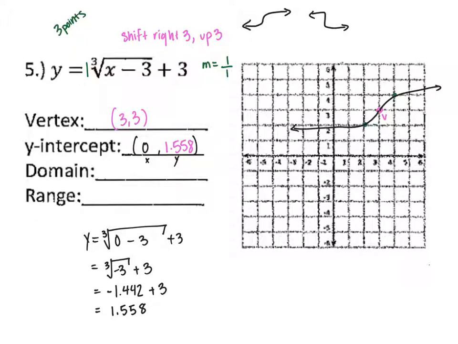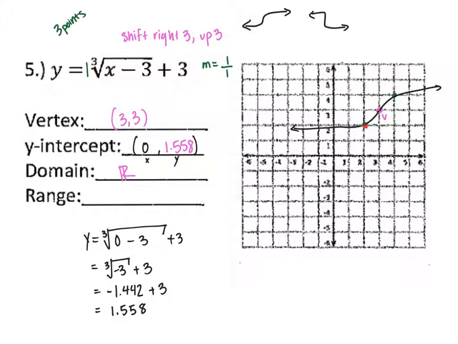Now I want to calculate the domain. If you look at this curve here, this is curving to the left forever and ever and ever. So it's approaching negative infinity, whereas on the right, it's approaching positive infinity because the arrow is pointing to the right forever and ever. So how do we represent that? Well, we use that R symbol, all real numbers. And let's take a look at the range here.